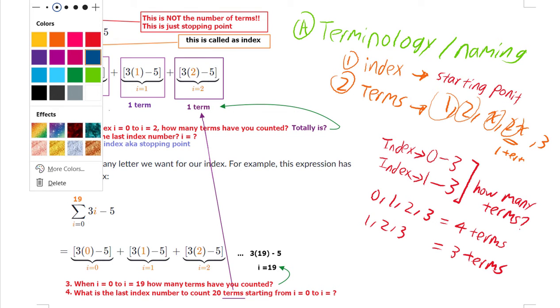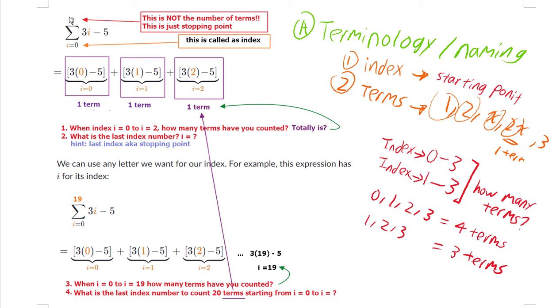So let's pick the blue color. Let's look at this equation. To analyze this equation, the first thing you need to identify is the index. The second thing you need to identify is the stopping point. What is the significance of this? If the index starts from 0, we call this the starting point. If it ends at 2, we call this the stopping point. Take note, this is not the total number of terms.